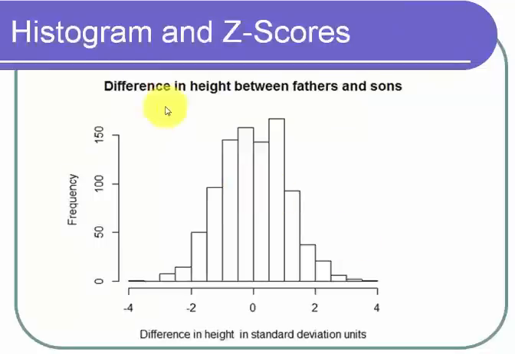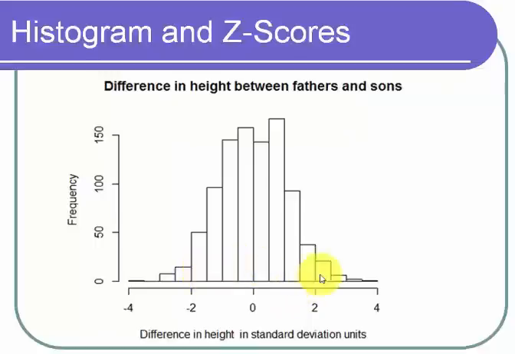So here's an example of a histogram. And this is actually a histogram of z-scores. I put this in to remind you about z-scores because they're so important. So this is the histogram that shows you the difference in height between fathers and sons, and it's a histogram of the z-scores of those differences. Notice a few things.